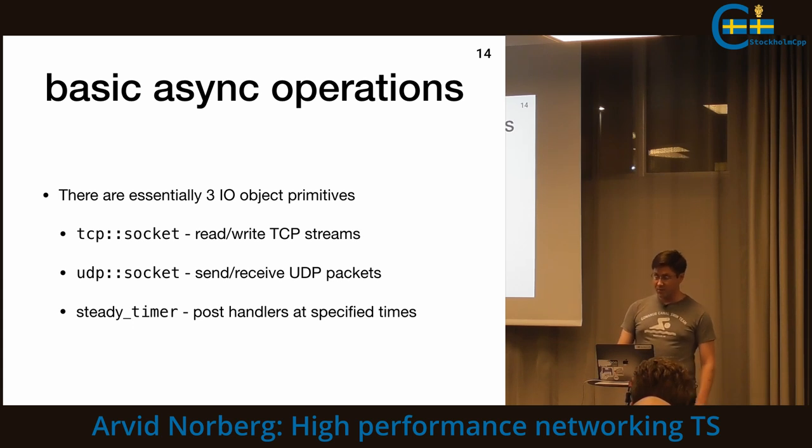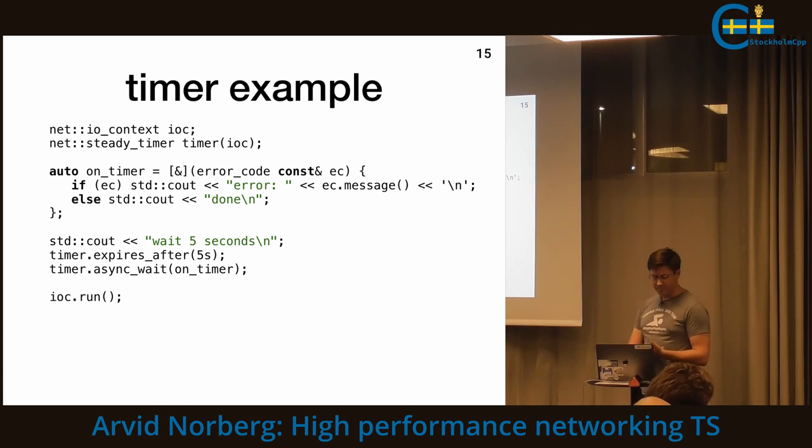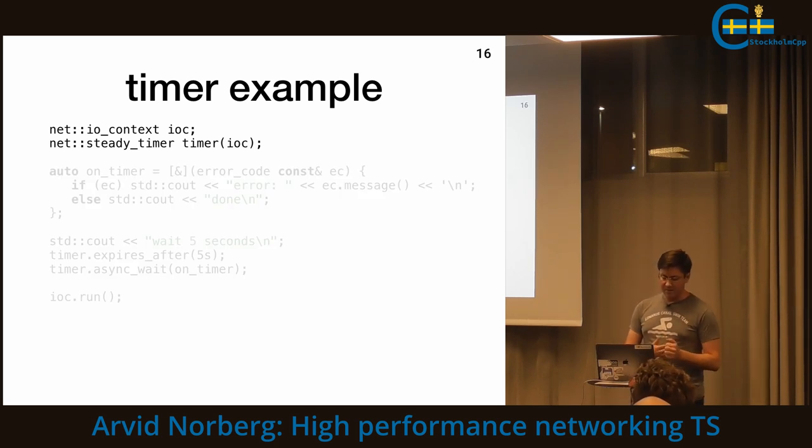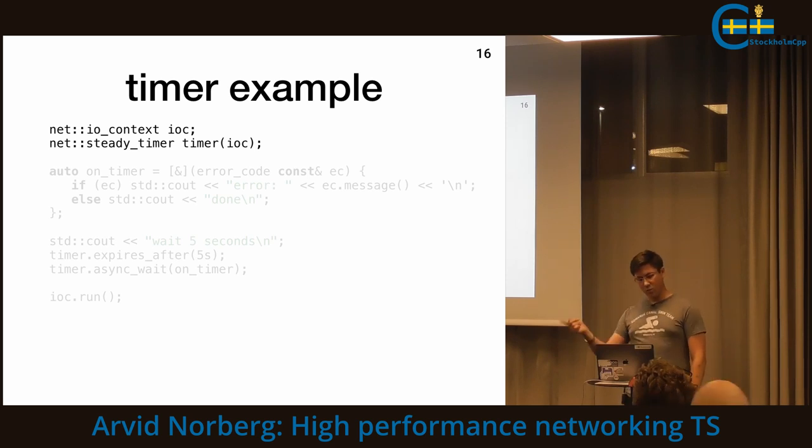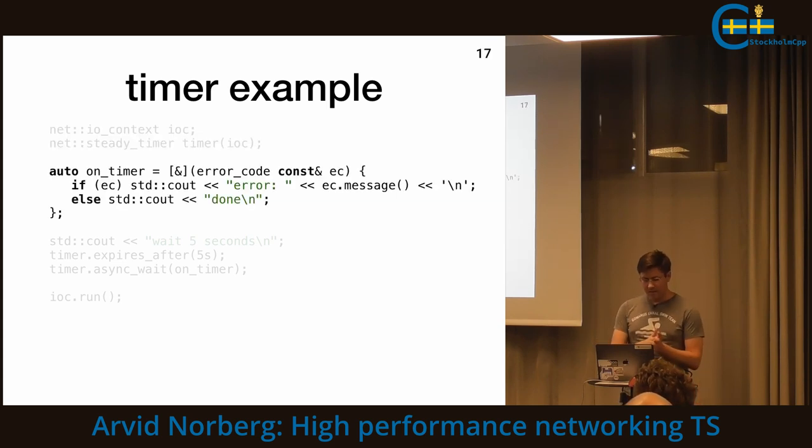So let's look at a simple example with the timer. Let's walk through what we do here. We create the IO context. We always need the IO context to be able to receive our completion notifications. We create a timer with the IO context. We pass that in, so it knows where to post completions. And then we create a lambda, a function object called onTimer, and this is a lambda expression that introduces a function object. This function object takes an error code, and if something went wrong, we get an error and we print out the error, otherwise we just print done. So it's an example.